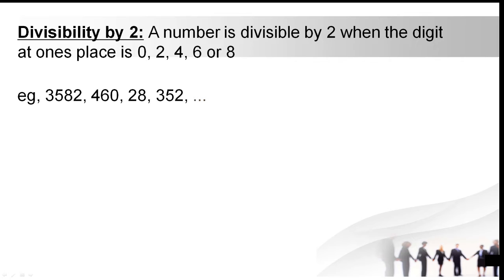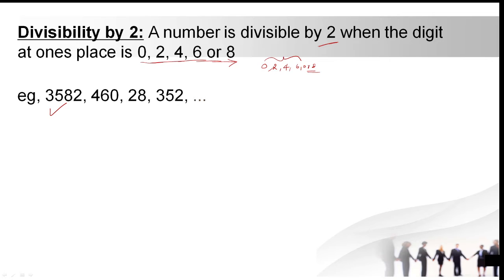So what is the divisibility rule of 2? The number is divisible by 2 when the digit at the ones place is one of these numbers: 0, 2, 4, 6 or 8. If you are able to find any number from this set in the ones place of the given number, then we can say the entire number is divisible by 2. For example, I have given 4 examples here.